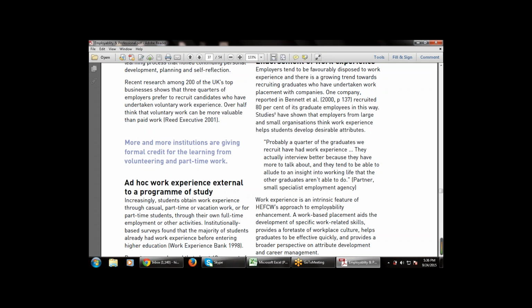Institutionally based surveys found that the majority of students already had work experience before entering higher education. So before entering higher education, you may be working somewhere, and now you're doing the Edexcel course, but you have work experience also, that is ad hoc work experience, external to the program of study.